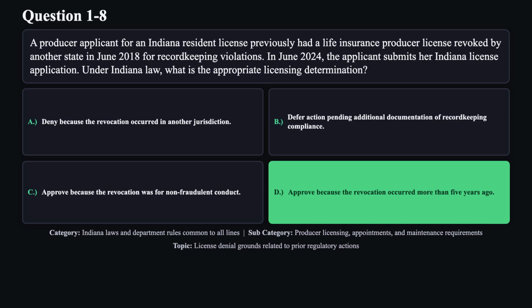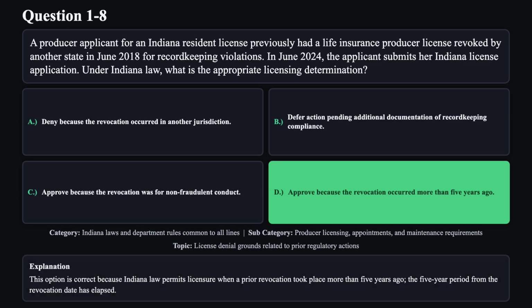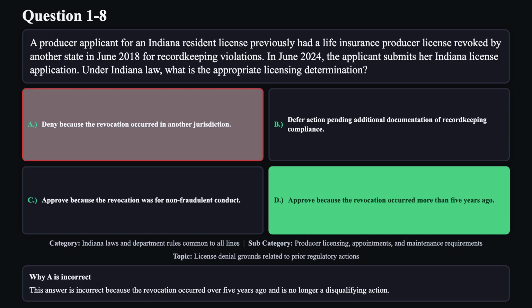The correct answer is D. This option is correct because Indiana law permits licensure when a prior revocation took place more than 5 years ago. The 5-year period from the revocation date has elapsed. Reason A is not correct. This answer is incorrect because the revocation occurred over 5 years ago and is no longer a disqualifying action.